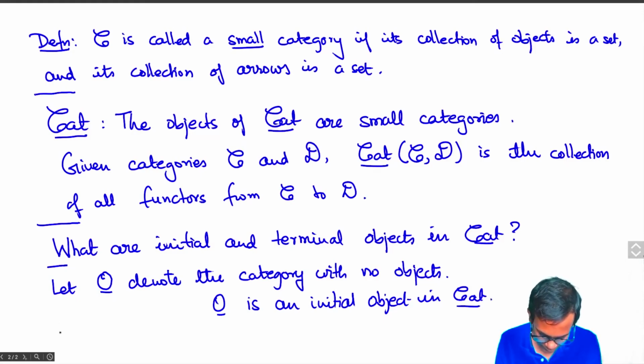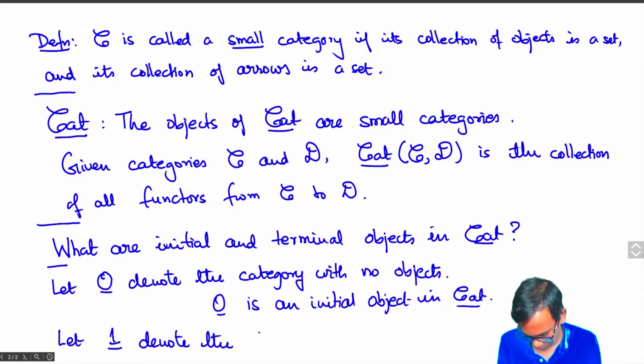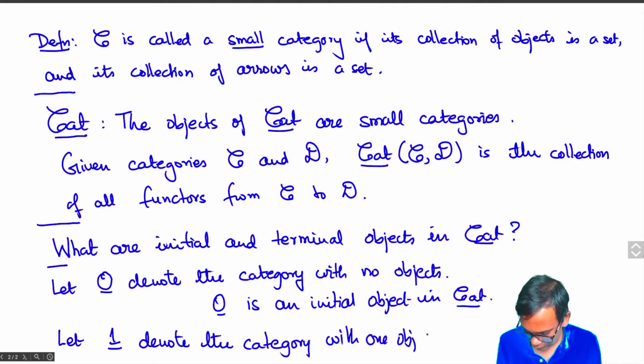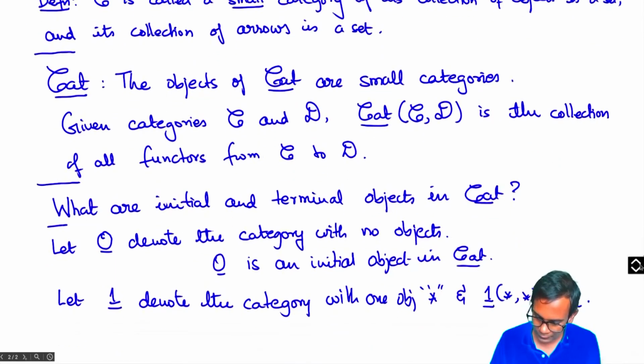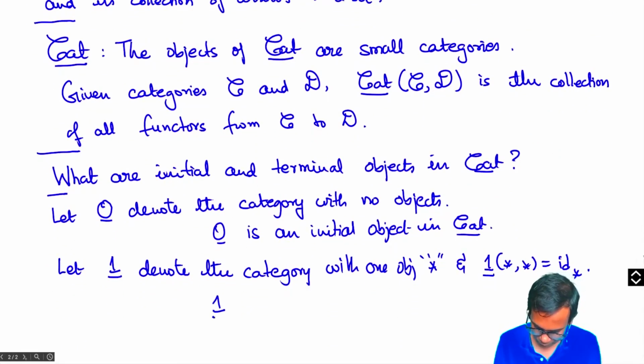And there's another category which I'll denote by 1, with one object, let's call it star, and it has only one arrow, namely the mandatory arrow, the identity of star. And this turns out to be a terminal object in Cat.